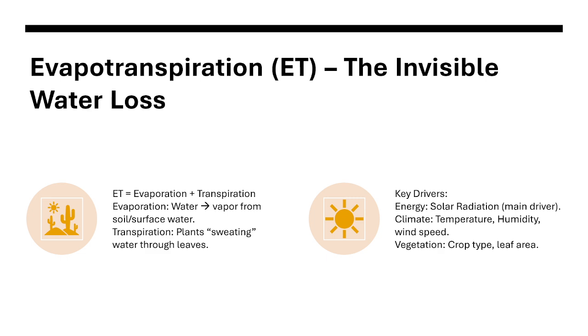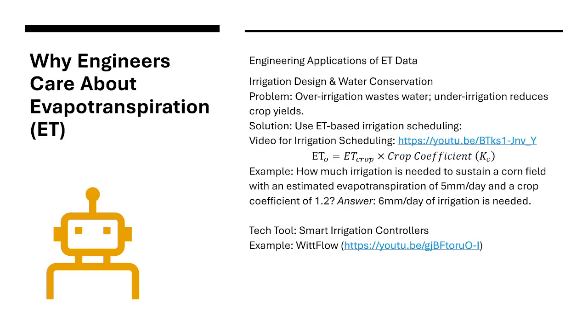Not all plants have the same coefficient and not all plants have the same leaf area. So our computation for evapotranspiration will be involving the crop type, not specifically the leaf areas, but the crop type or the coefficient for the crop types. Okay, so let us move on to why engineers care about transpiration. Okay, so these are the engineering applications of evapotranspiration.